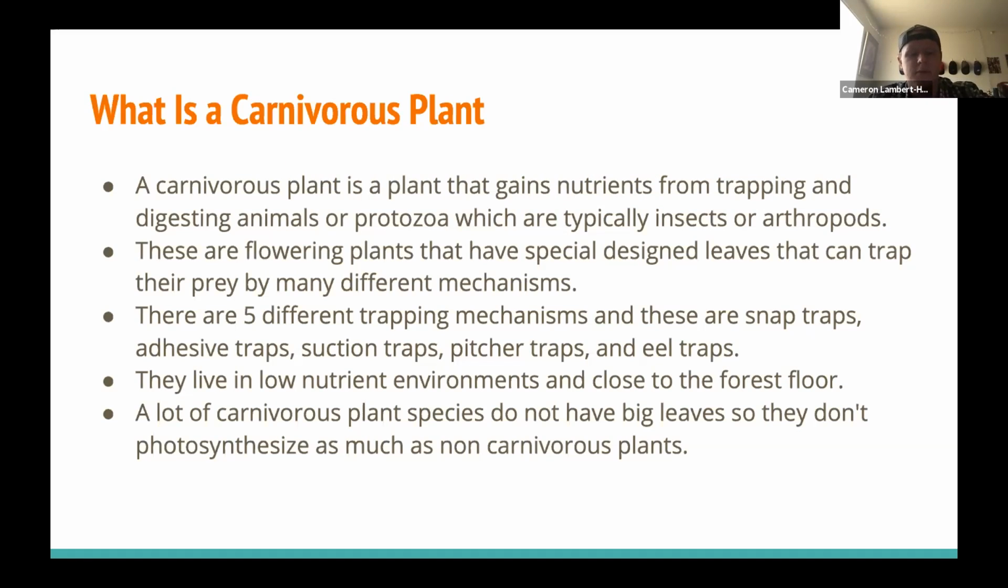Then there was a debate of what is a carnivorous plant, because a lot of plant species can kill or harm animals. And that was a big controversy of what was considered one. But in the 1900s, it was finalized that a carnivorous plant is a plant that gains nutrients from trapping and digesting animals or protozoa, which they typically ingest.